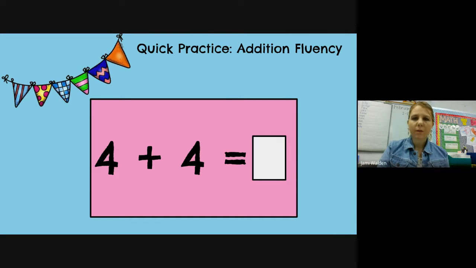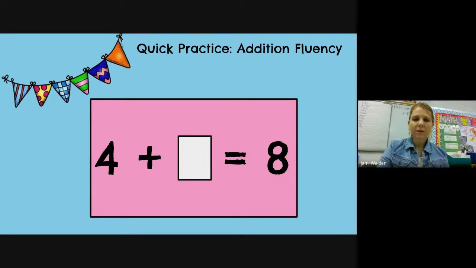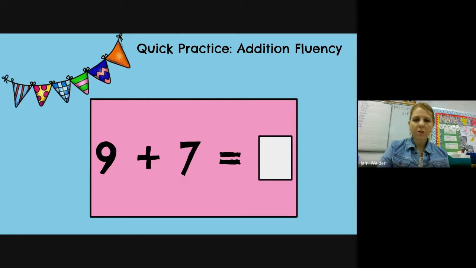What's 4 plus 4? 8. Good. What's the unknown partner? 4. Good job. What's 9 plus 7? 16. Good. Remember, when I'm adding 9, I can always think of 10 plus that number and take 1 away. So 10 plus 7 would be 17. Take 1 away, it would be 16. Anytime we can make a 10, it makes things quicker.